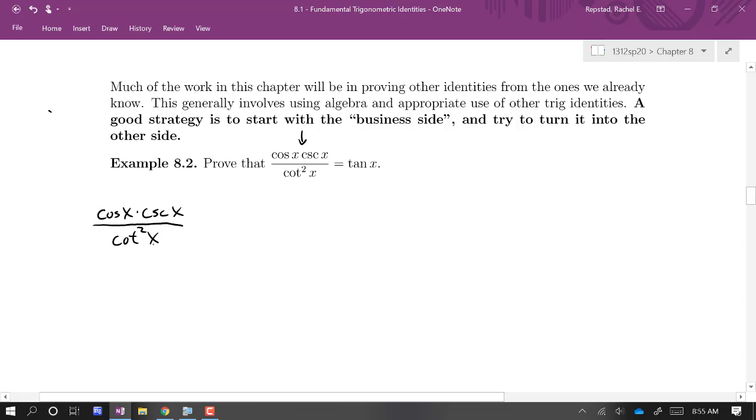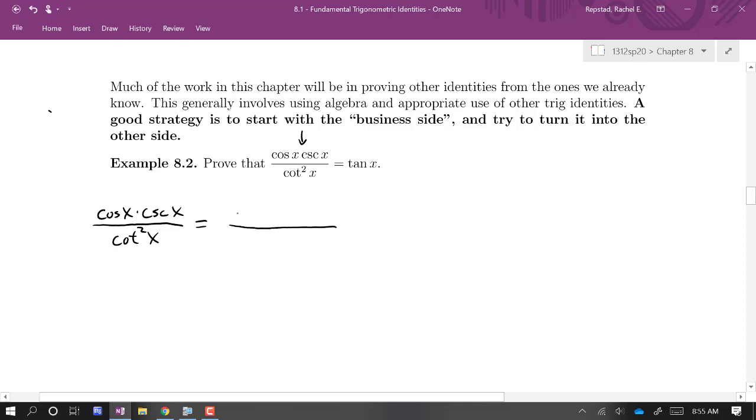All right. Now, I am very deliberately not going to say this equals tangent. I'm not trying to treat this as an equation like I'm going to solve it. I don't have an equation where I'm going to do the same thing on both sides. What I have is an expression, and I'm going to use algebra and other identities to rewrite this expression. And hopefully, eventually, I'll be able to say this is equal to tan x at the end. So let's begin.